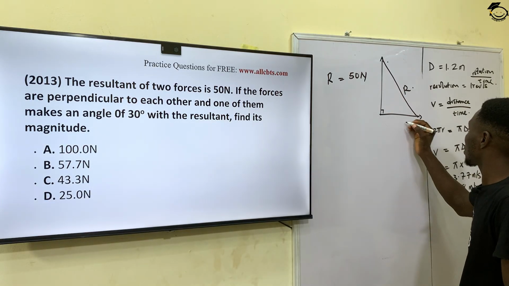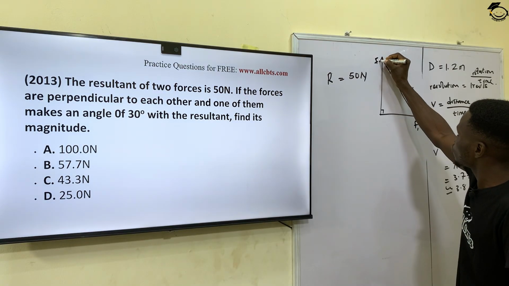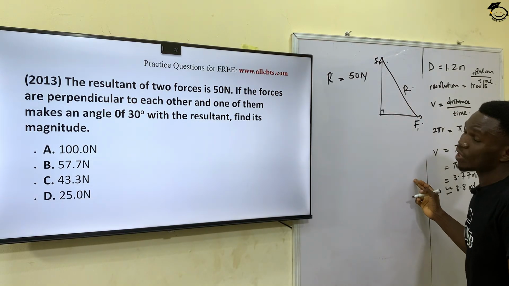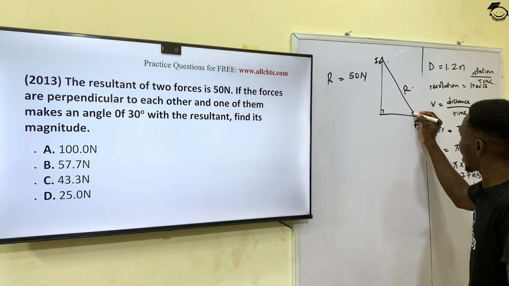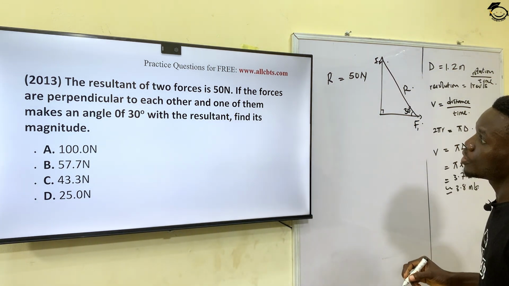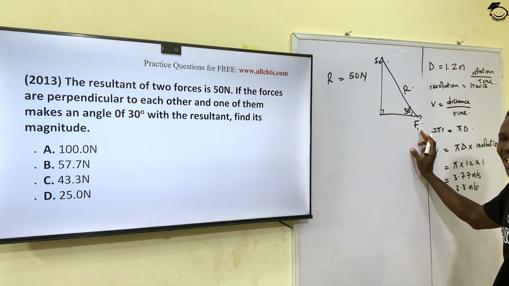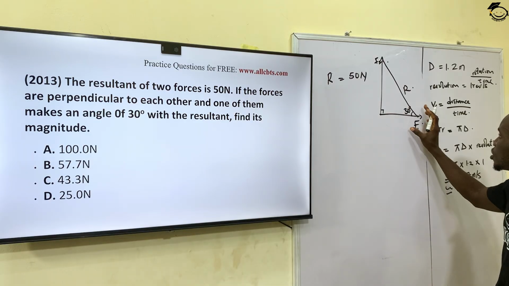So let's say this is force F1 and this is force F2. And they're saying that one of them makes an angle of 30 degrees. So this makes an angle of 30 degrees, for example. Then they're asking us, with the resultant, find its magnitude. So we're trying to find what? The magnitude of the force that makes an angle of 30 degrees with the resultant.